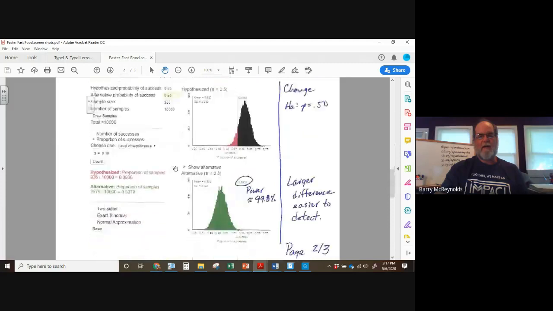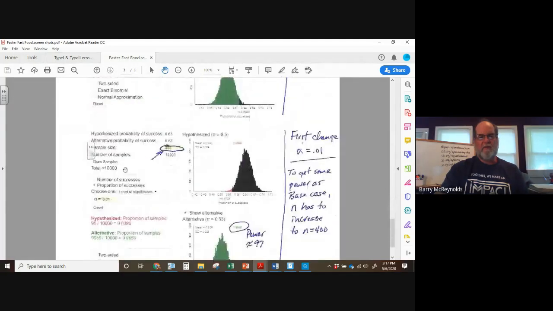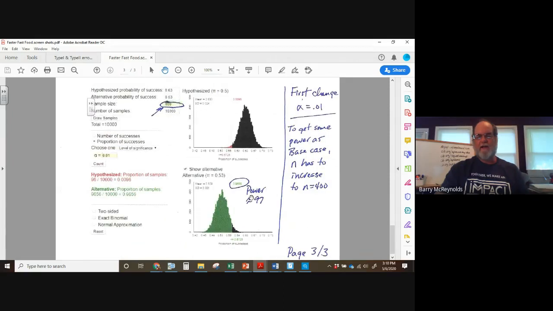I want a 1% significance level, but I also want 97% power. I want a strong test. Well, the only thing we can do is increase the number of samples. In order to get that power back, I have to take more samples. In this case, at a sample size of about 400, I got back to about 97%, or only about a 3% chance that I would fail to reject the null hypothesis when it's in fact false.